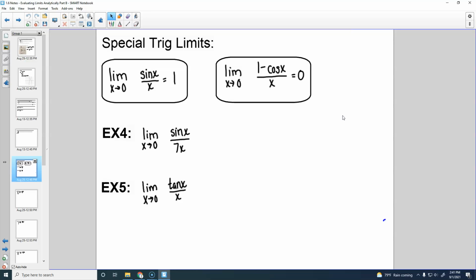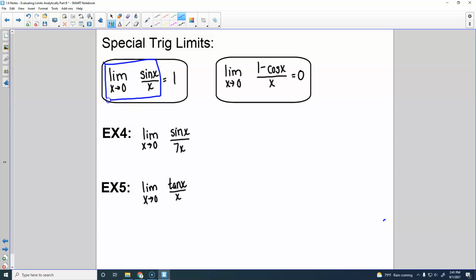let's look at this first problem. What we're going to be doing here is, with these trig problems, we want to get all of these broken down to where we either have this limit or this limit or something we can plug a number into and use direct substitution.